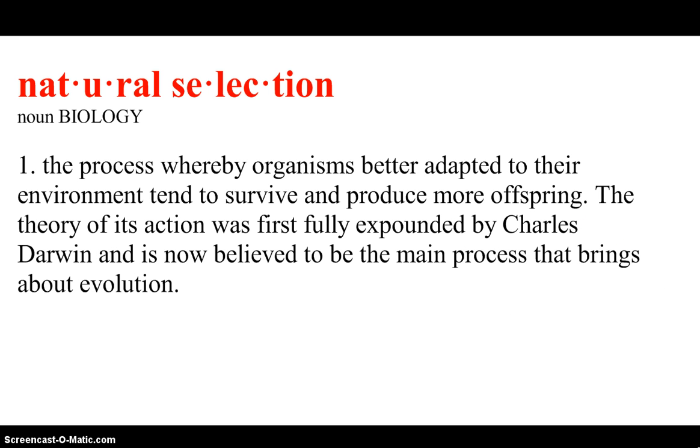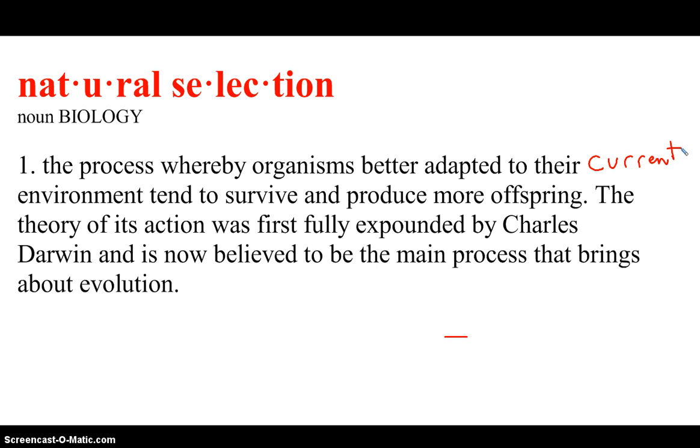Natural selection is the basic idea that you may have heard of before, from Charles Darwin. Natural selection is the process whereby organisms better adapted to their environment, and I might put in here more adapted to their current environment, tend to survive and produce more offspring. The theory of its action was first fully expounded by Charles Darwin and is now believed to be the main process that brings about evolution.